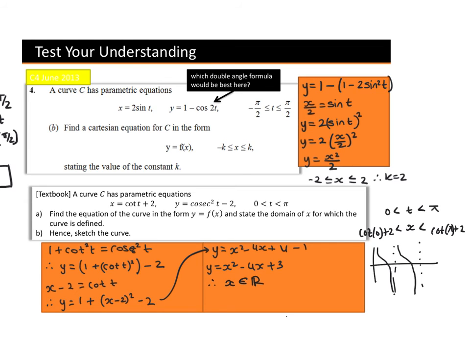Then it wants, hence sketch the curve. Now, if we were to sketch this curve, we're going to get x minus 3, x minus 1. So we know we're going to have roots at x equals 3 and x equals 1. We know that our y-intercept is 3. If I was to sketch this curve, it's going to look like this. We know this coordinate is 3, 0, 1, 0, 0, 3. Okay?